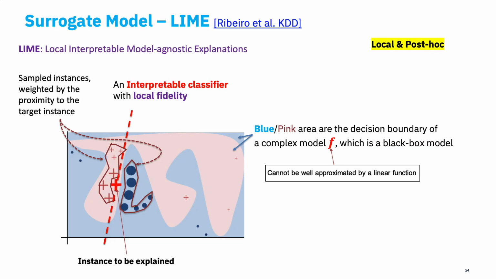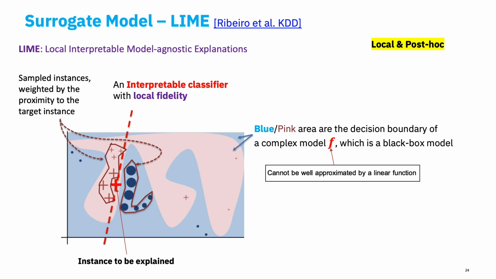The most well-known approach that uses a surrogate model is probably the LIME approach proposed by Ribeiro in their well-known KDD paper in 2017. LIME stands for Local Interpretable Model Agnostic Explanations. As suggested by its name, it generates local explanations. Let's use this chart to illustrate the main idea of LIME.